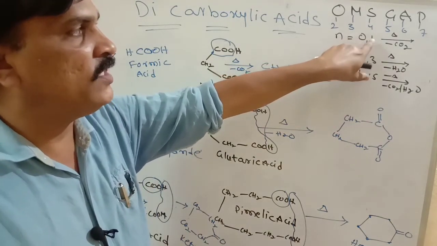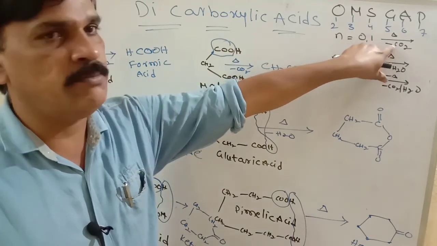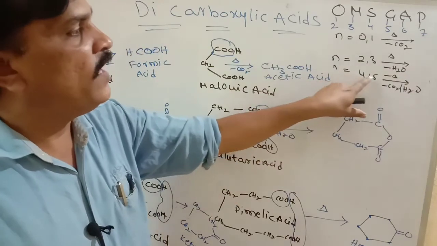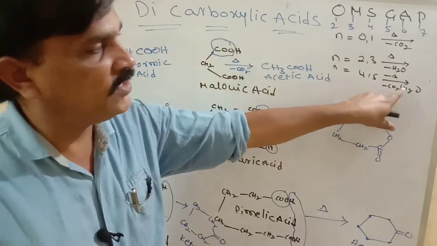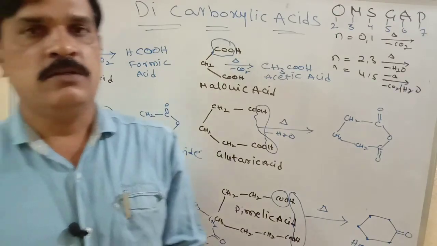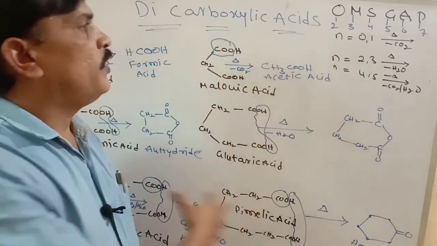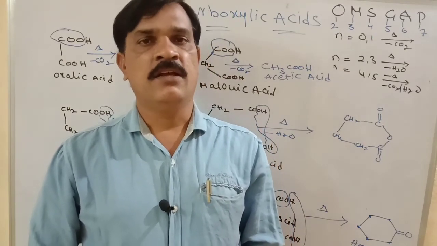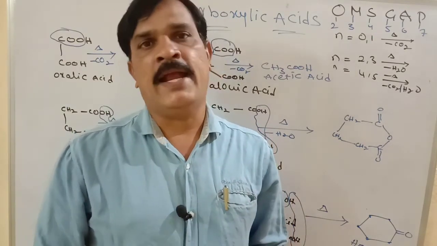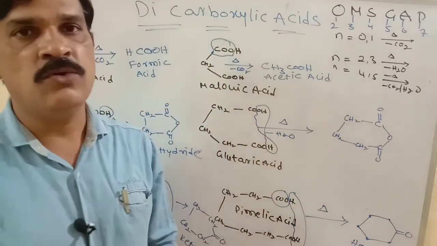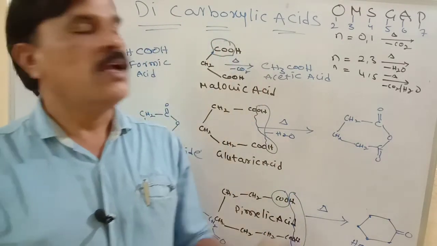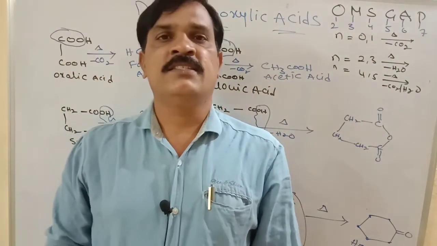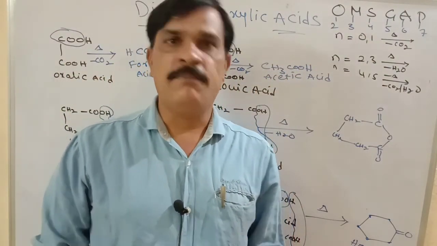And what is the byproduct in the heating effect? Just remember that in between the COOH groups, if 0 or 1 carbons are there, eliminate the CO2 group. If 2 and 3 carbons are there, eliminate the H2O group. If 4 and 5 carbons are there, eliminate the CO2 and H2O group. So practice all these dicarboxylic acids and definitely you will get an idea. In this video I have given the heating effect and how to remember and write the dicarboxylic acids. Please practice a number of times.